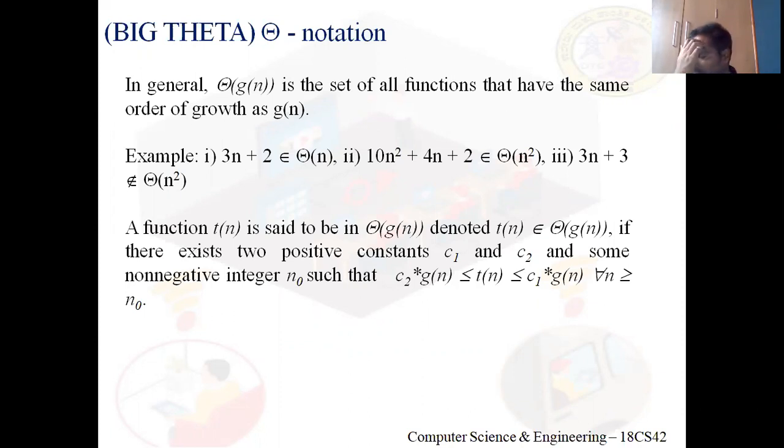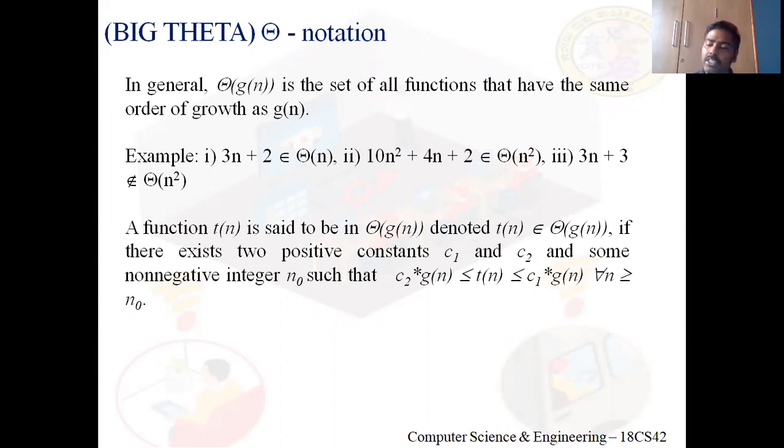Means now, you are given one function T of n, and in the meantime you are given one function G of n. You will be asked whether this T of n belongs to big theta of G of n. You need to determine two values, c1 and c2. Now we need to plot three curves: one is c2 into G of n, another is c1 into G of n, and the third one is the graph of T of n.